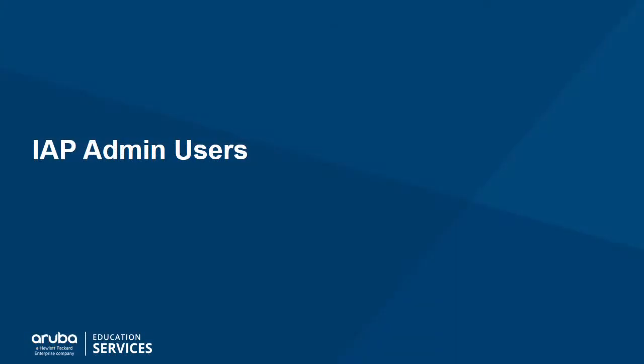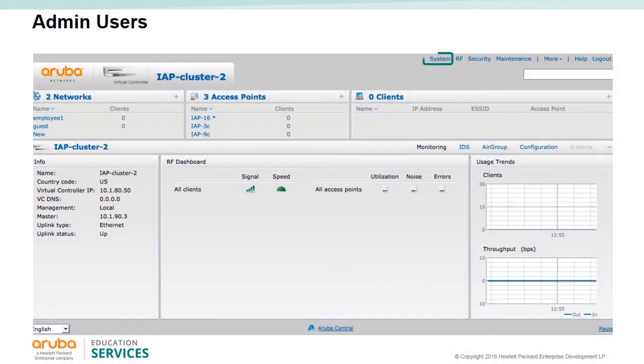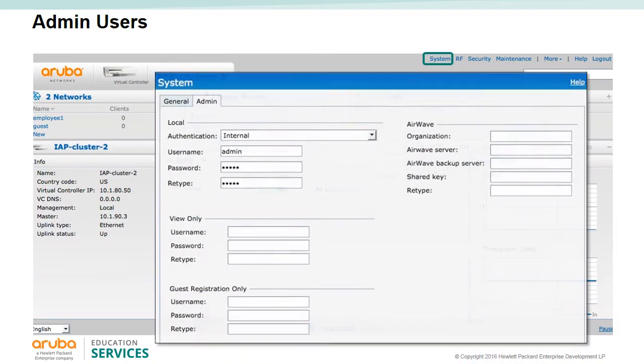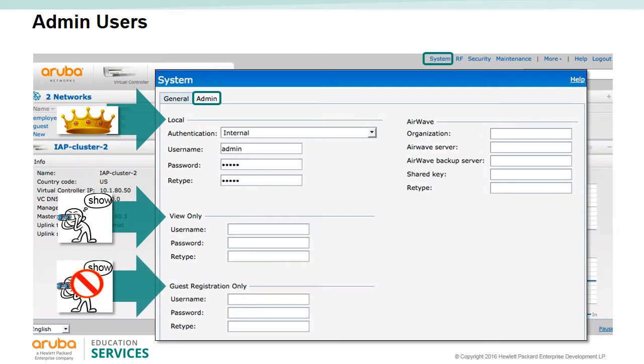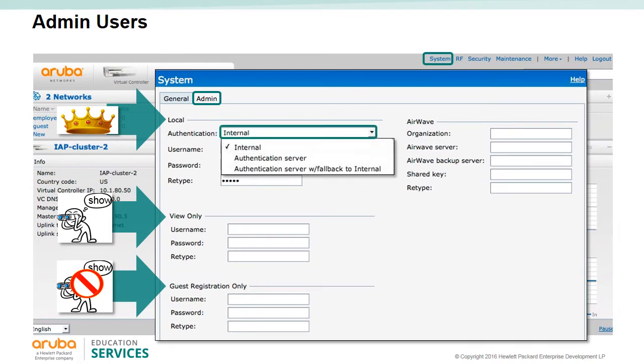IAP Admin Users. In the IAP, you can create three types of administrator users. The main local user with total power, a view-only account with view-only capabilities, and a guest admin user that allows the user to create a guest account in the local DB and nothing else. For authentication of the users, you can use the internal DB or Radius or TACACS server, with or without falling back to the internal DB.